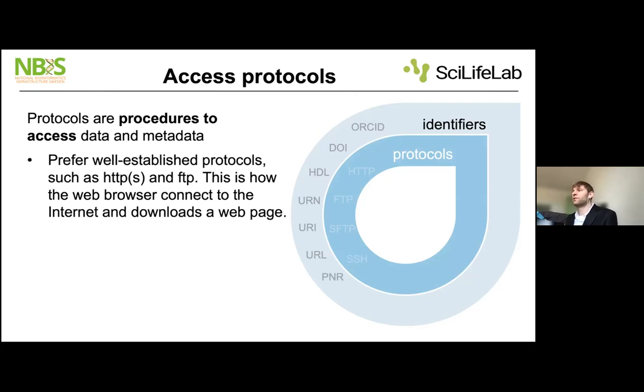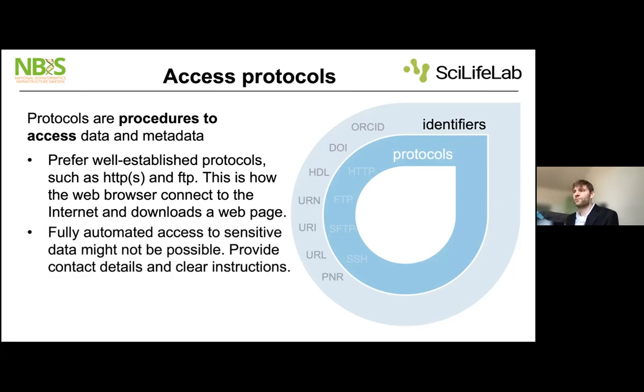And you should prefer to use well-established protocols such as the HTTP and the FTP protocols. So this is how web browsers normally connect to the internet and download a web page. You would type in a URL and then it would connect through this protocol to the server somewhere and get the document that you're looking for. And we can get this working very well and fully automated and seamlessly when we click our way through the internet. But this might not be fully possible when we're talking about sensitive data or data that needs to be restricted for one reason or another. So in that case, you might have to provide some sort of contact details and clear instructions on how you would actually get access to the real data.